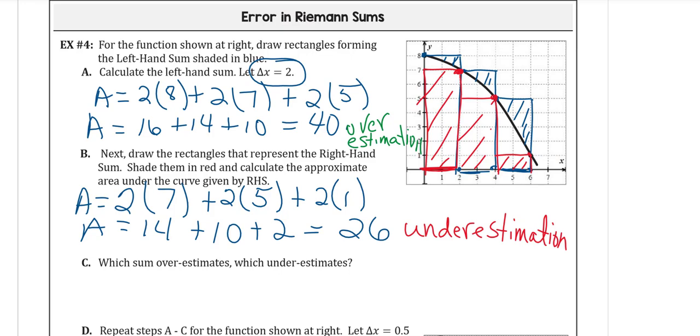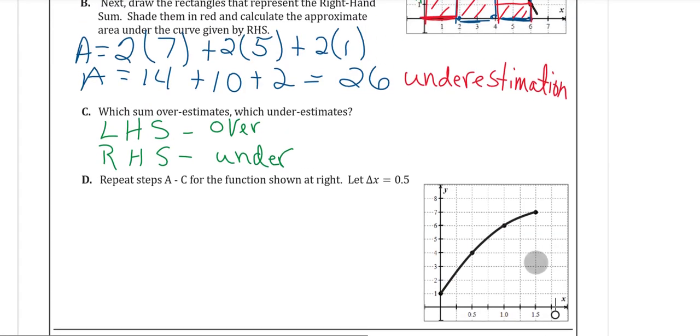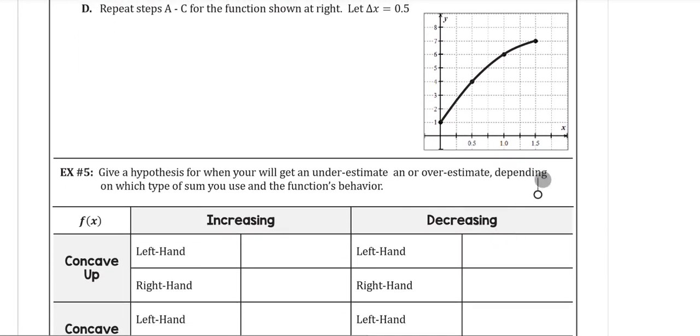Okay, so I've already answered the next question, which is that the left-hand sum is an overestimation, and the right-hand sum is an underestimation. So we see that when this is concave down and decreasing, the left-hand sum is over and the right-hand sum is under. Okay, so now, again, this function is concave down, but it is increasing. So does the over and underestimation change at all?